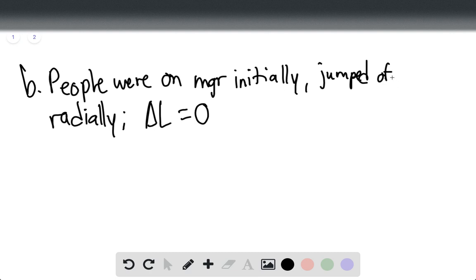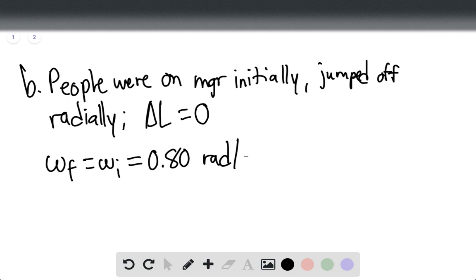Because they're jumping off radially, they're not changing the angular momentum in any way, which means that the omega final would simply equal omega initial. And again, this would equal 0.80 radians per second. So this would be your final answer for part B.